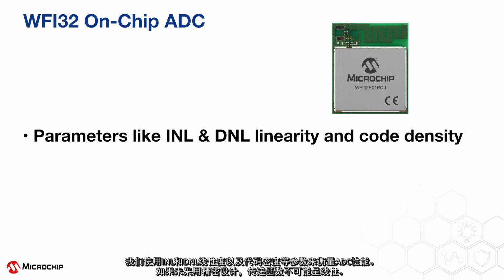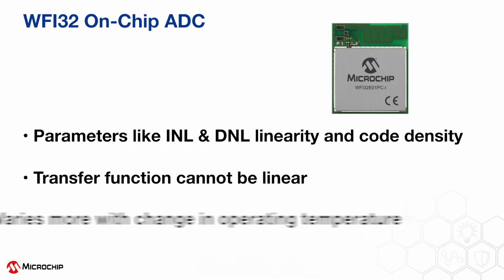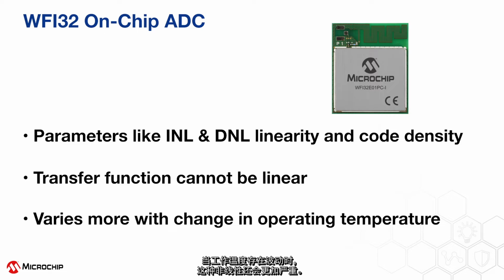We measure ADC performance using parameters like INL and DNL linearity and code density, among others. Without a precise design, the transfer function cannot be linear. The variations are even more with a change in operating temperature.